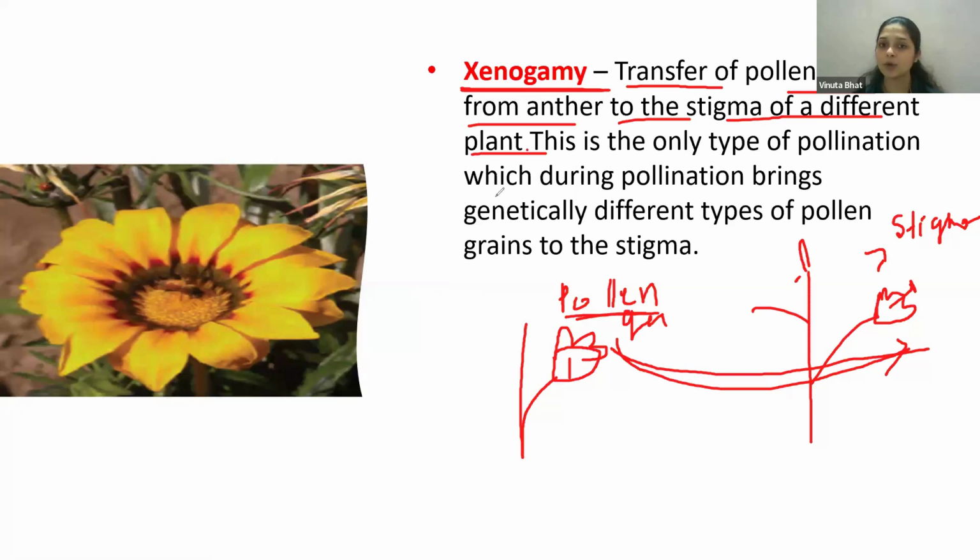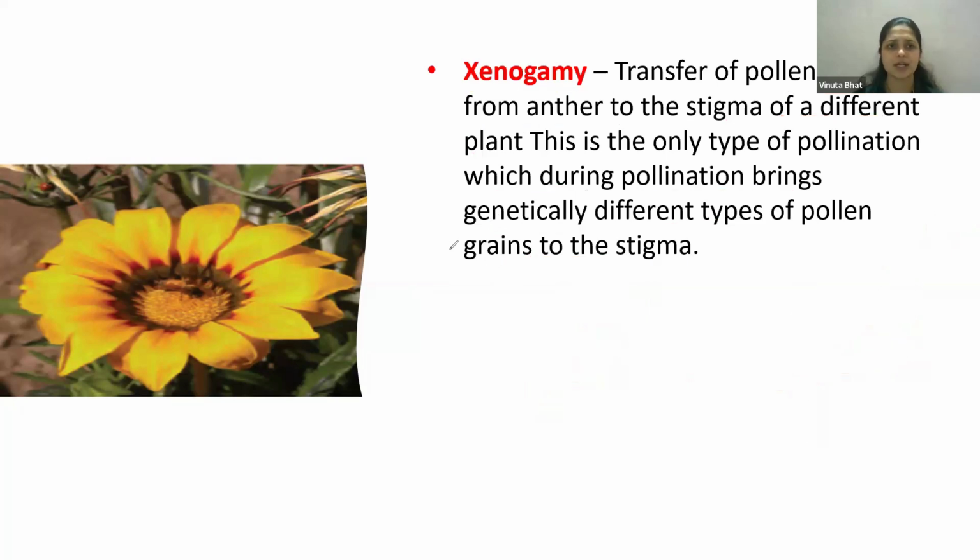This is the only type of pollination which brings genetically different types of pollen grains to the stigma. Here pollination happens between different, genetically different plants. That is xenogamy. So very important: autogamy, chasmogamous flowers and clistogamous flowers, then geitonogamy, xenogamy, these are all very important for your board as well as CET exam. Please remember the meaning and examples. That is very important.